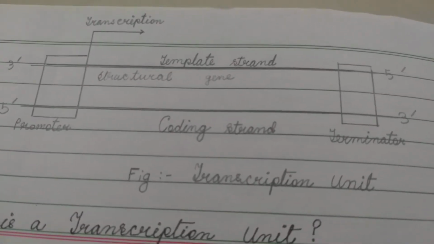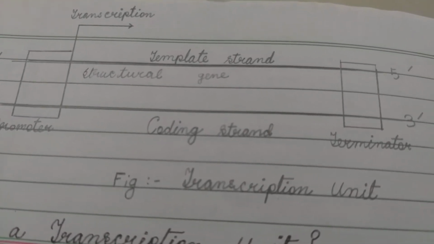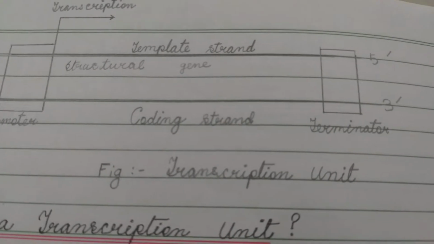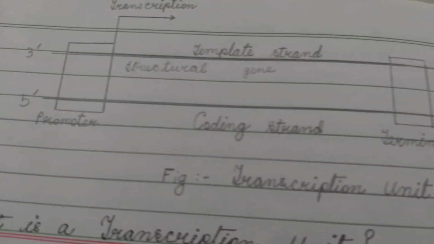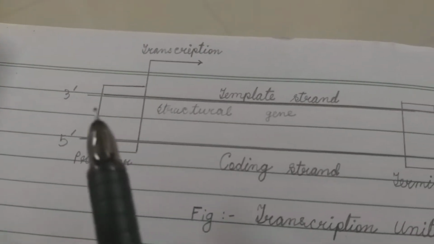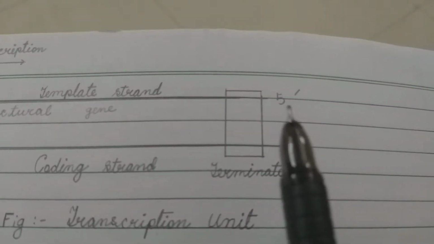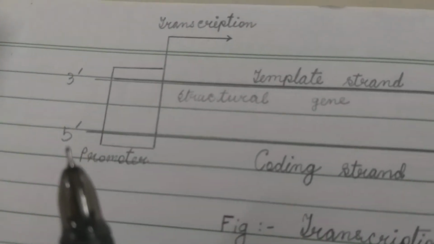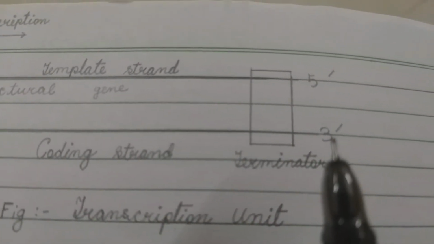This is a DNA double helix. We are going to show what a transcription unit is. The DNA consists of two strands. This is the 3' to 5' strand, and this is the 5' to 3' strand.